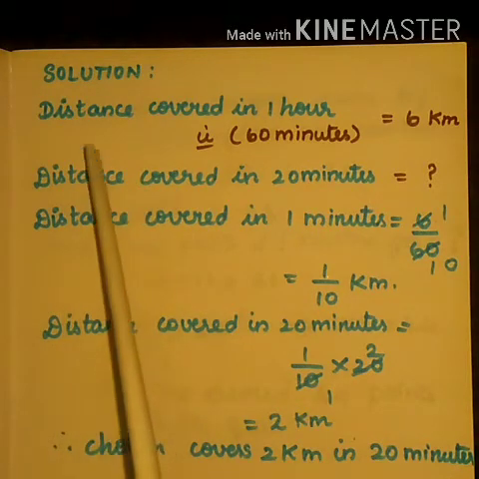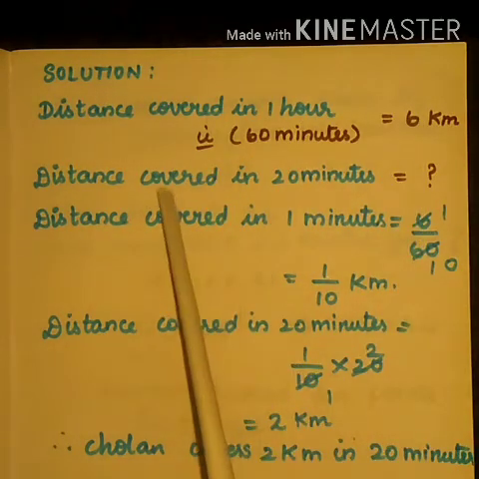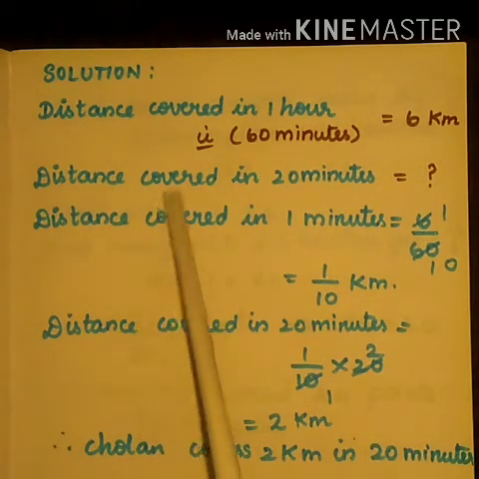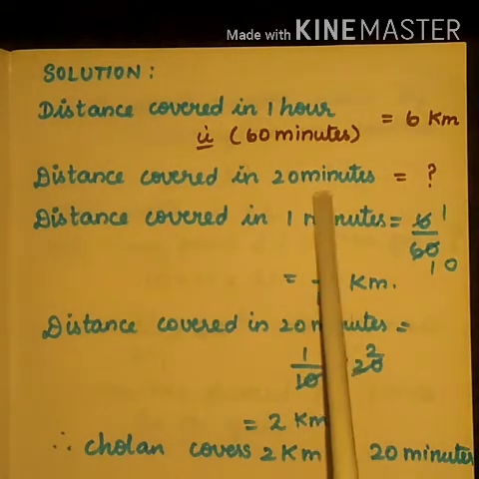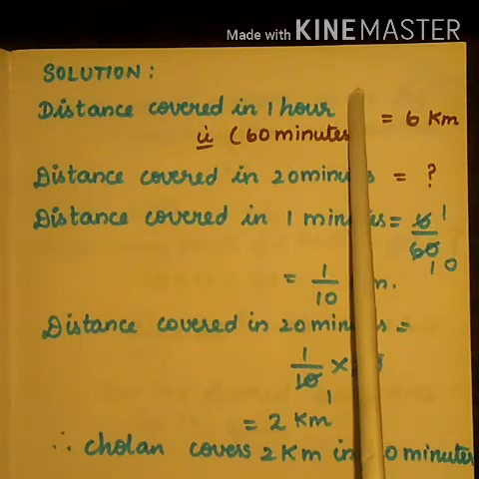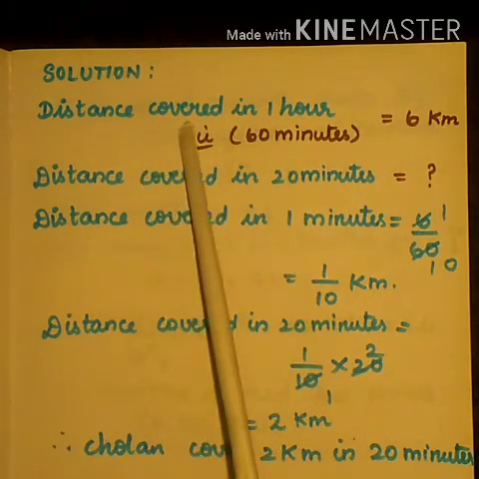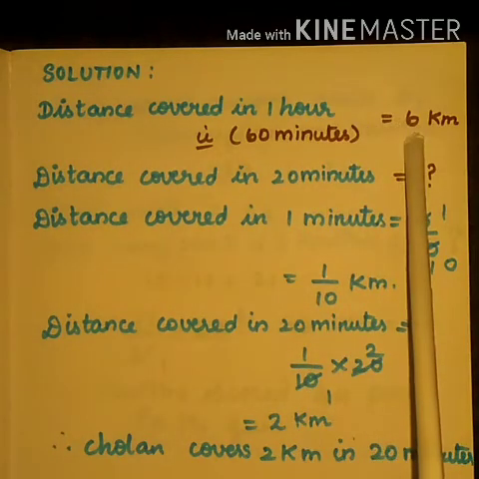Students, first the distance covered in 1 hour is given, that is 6 kilometers. You have to find the distance covered in 20 minutes. You have to find minutes, so you have to convert hour into minutes. 1 hour equals 60 minutes. That is, distance covered in 60 minutes is 6 kilometers.